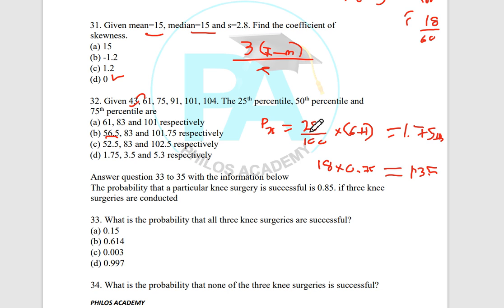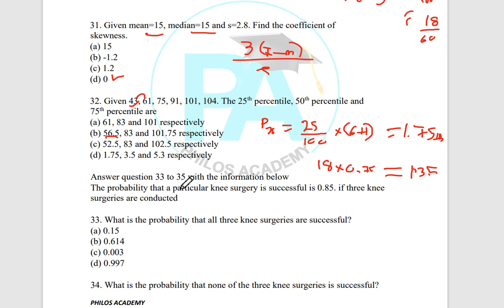For the 50th percentile, you change this 25 to 50. For the 75th percentile, you change this 25 to 75 before you solve. So you follow the same procedure. Okay, so let's go to the next question.